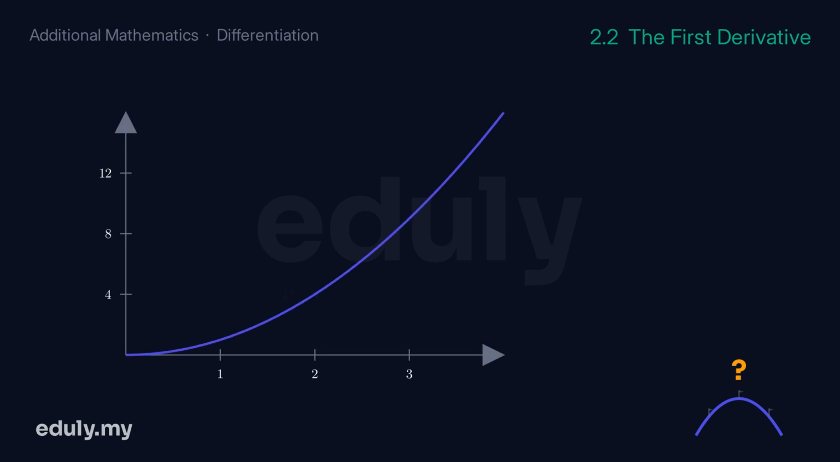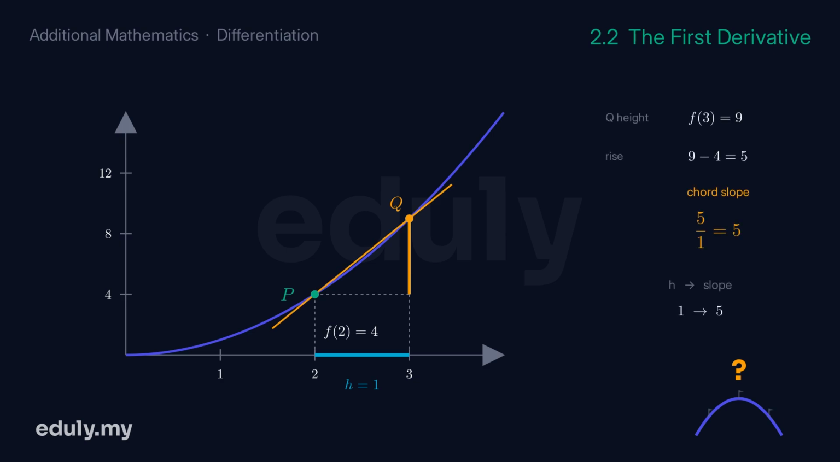Take a point at x equals 2. Its height on the curve is f of 2, which is 4. Now a second point q at x equals 3, where the height is 9. The run is 1, the rise 9 minus 4, which is 5, so the chord slope is rise over run, 5 over 1, which is 5.